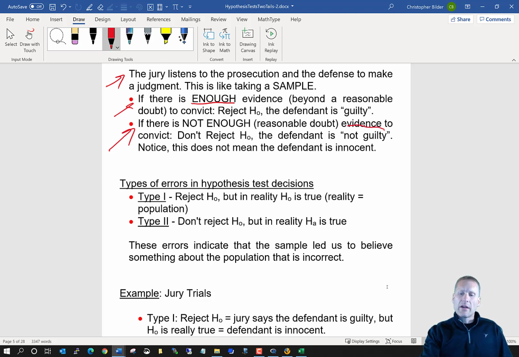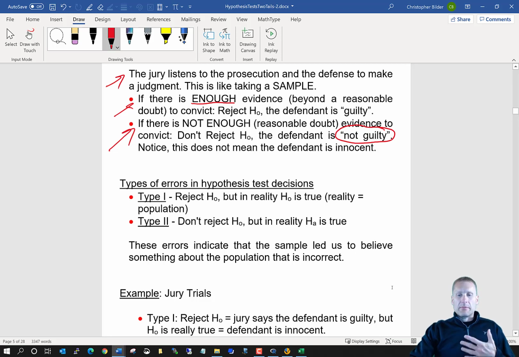And look at the wording here. This is the way that in jury trials it is worded: not guilty. It does not mean the defendant is innocent, though. It just means there wasn't enough evidence beyond a reasonable doubt to convict. I mean, there wasn't enough evidence from the sample to say, for example, maybe the mean was equal to 250 or it wasn't.